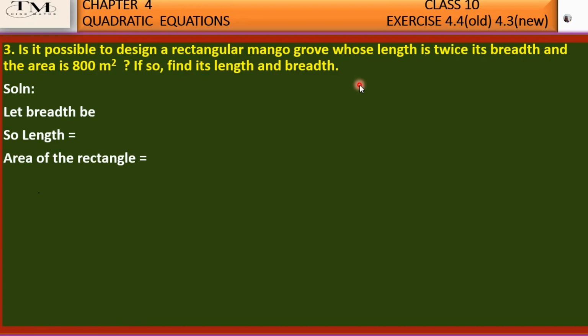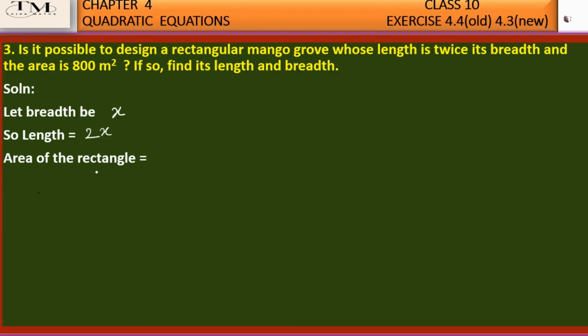So let the breadth be x because length is twice its breadth. So we are going to assume the breadth as x. Length is twice the breadth. So twice means 2 times breadth. Okay. So length is twice its breadth, so it is 2 times breadth.